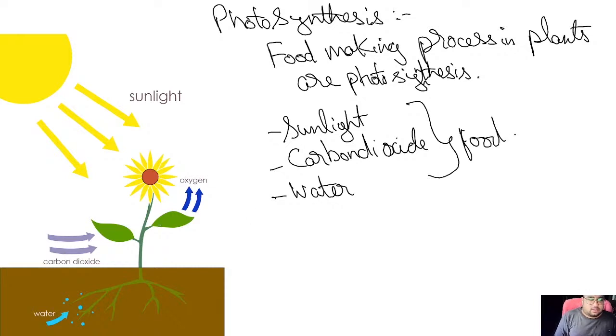Okay. So here's a small picture. The plant absorbs sunlight, it takes in carbon dioxide, and the roots absorb water. So after absorbing all this, what happens? Everything goes and is stored in the leaves. So basically, leaves are known as food factories in plants.